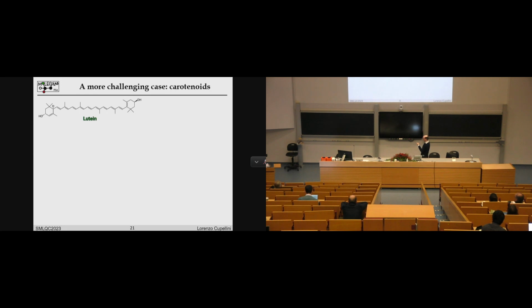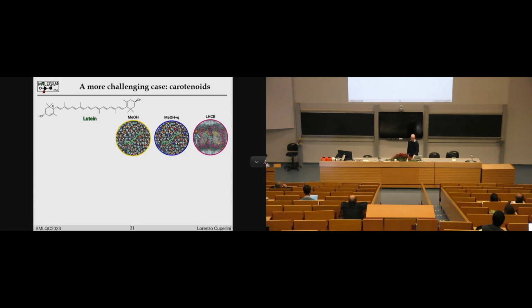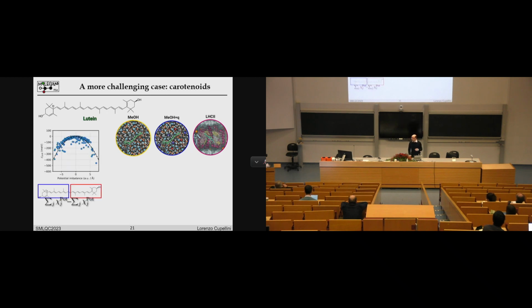We wanted to try a more challenging case, which are these carotenoid pigments. These are polyenes. They're very difficult to describe from quantum chemistry. But from the machine learning perspective, we wanted to see if we were able to describe the effect of the environment on the excitation of this molecule. So it turns out that in this case, the shift due to the environment is not linear in the potential. This is because this molecule is basically symmetrical.